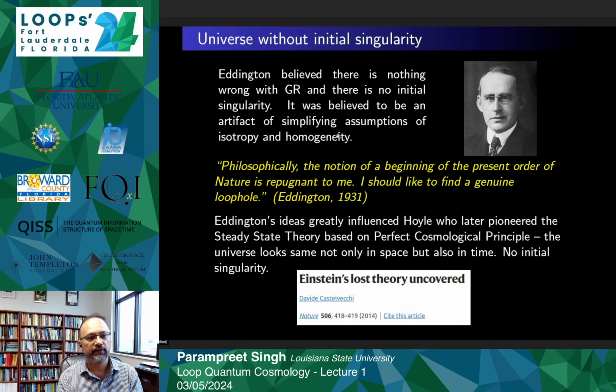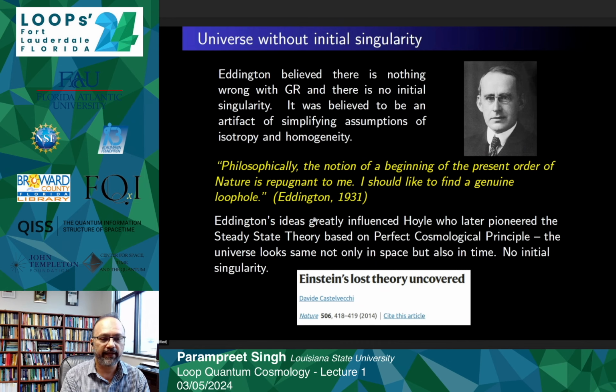It was also believed that perhaps if you introduce anisotropy or inhomogeneities, then the singularities will disappear. In fact, I will just quote Eddington, who says that philosophically, the notion of a beginning of the present order of nature, which means the existence of this initial singularity, is repugnant to me. I should like to find a genuine loophole. Eddington was either trying to find the loophole or trying to tell the community that there is no need to look at this issue right now, because this probably comes under certain artifacts of assumption.